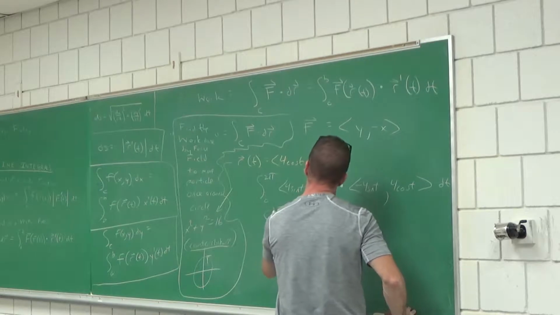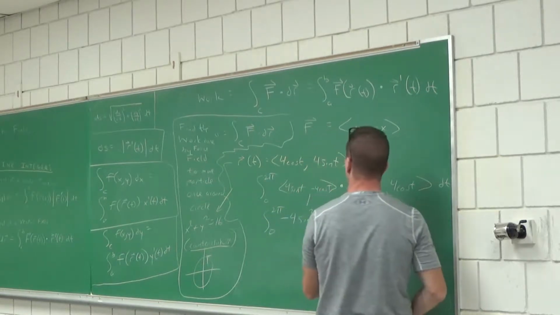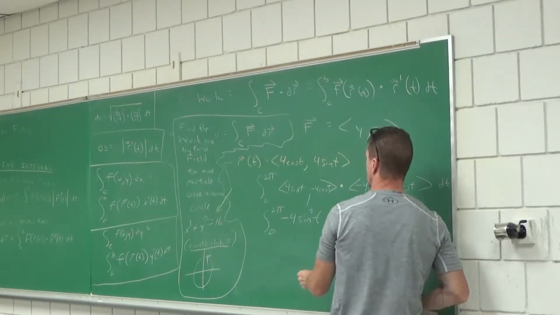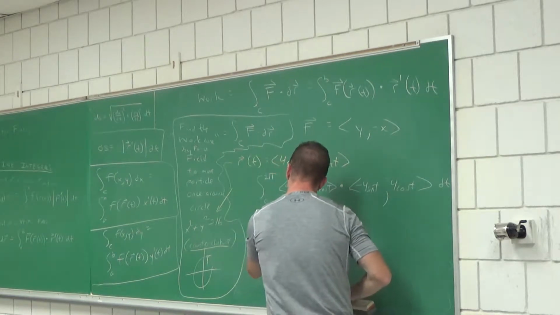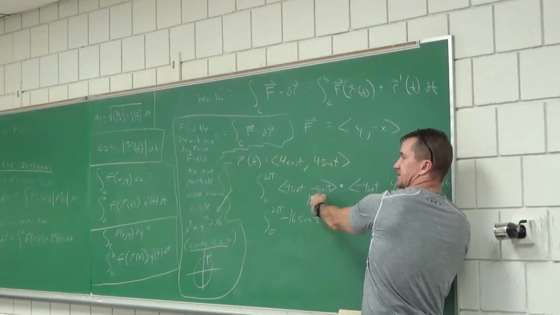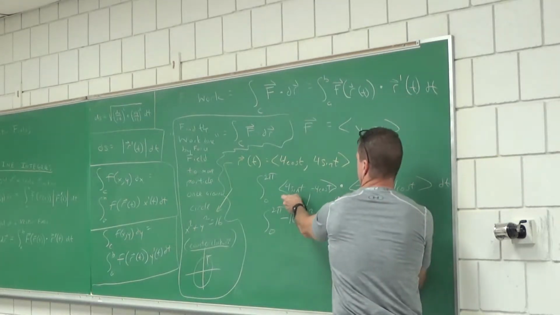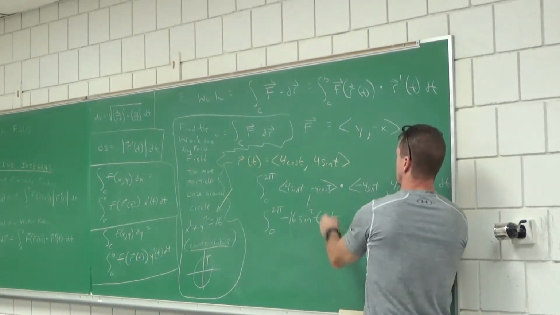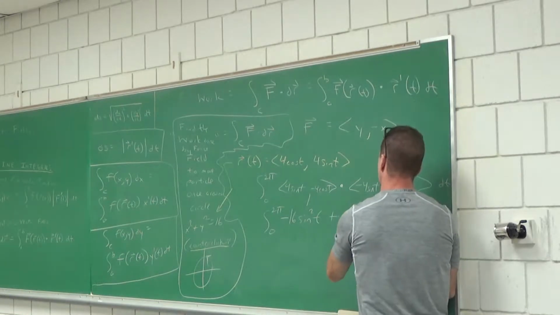Negative 4 sine squared t plus. Oh wait, 4 times 4. That should be a what? So I apologize. That times that is this. Plus, now you gotta multiply these two. That's a dot product, right? This times this, plus this times this. What's that times that? Negative 16 cosine squared t.